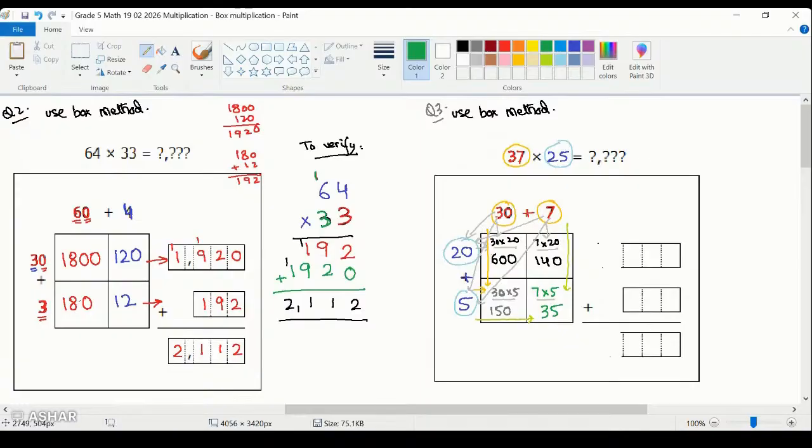Okay. Now, if we have these 4 values with us, can I say if I add 600 plus 140? We know that 600 plus 140 comes out to be 740, the total of these numbers. What about these two numbers? When we add them together, it is 150 plus 35. This should be 185. Agreed?